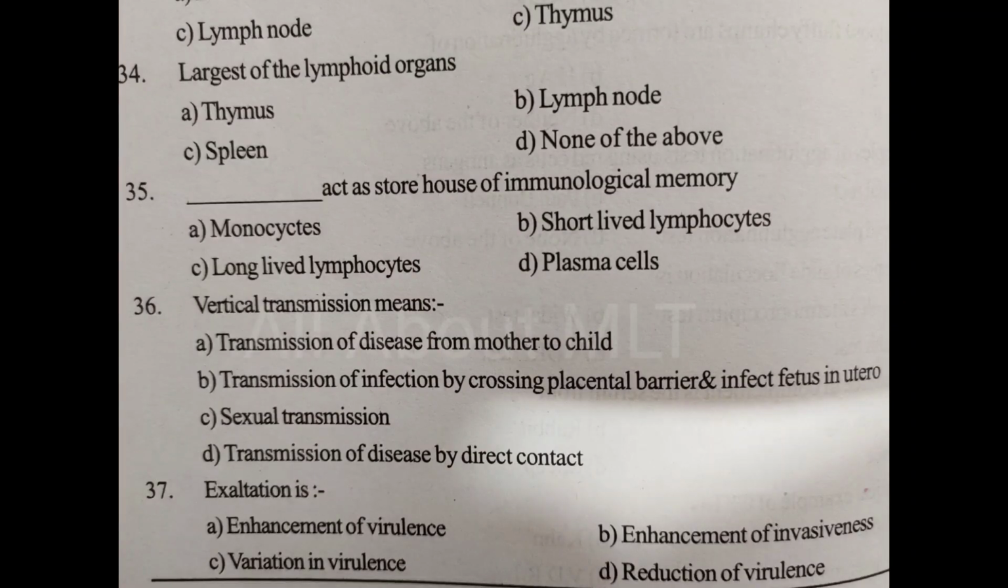Largest of the lymphoid organs. Option A, thymus. Option B, lymph node. Option C, spleen. Option D, none of the above. Answer is option C, spleen.